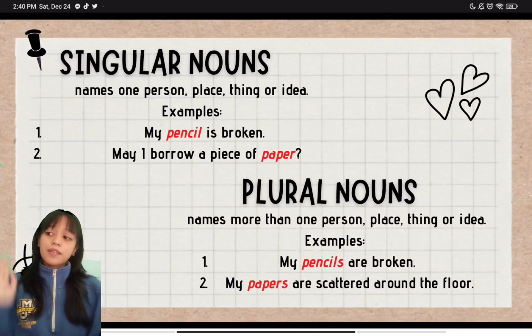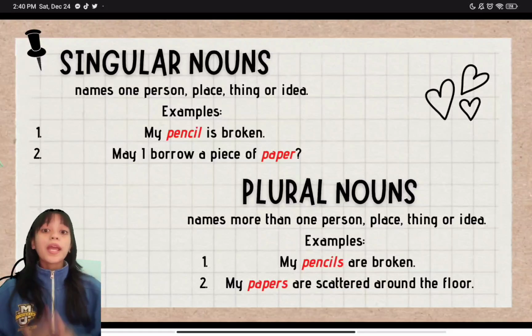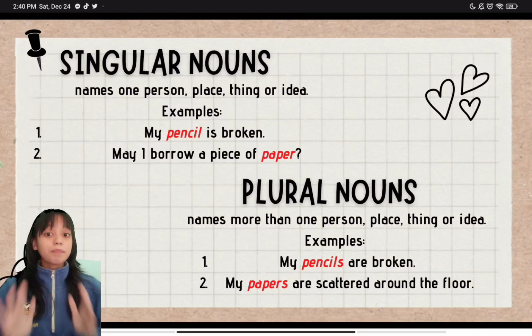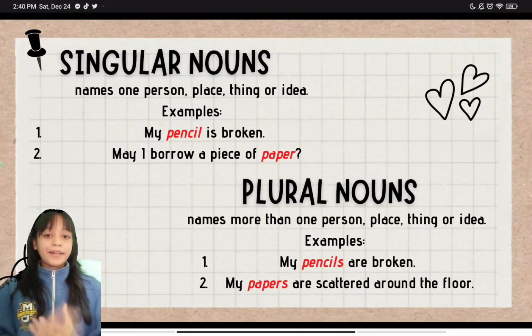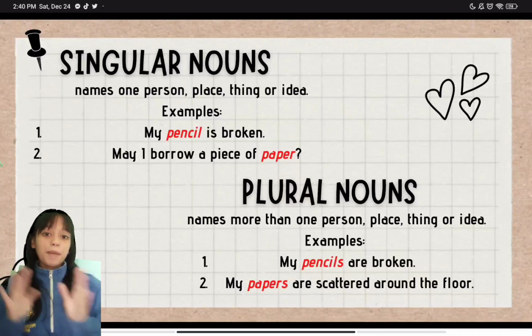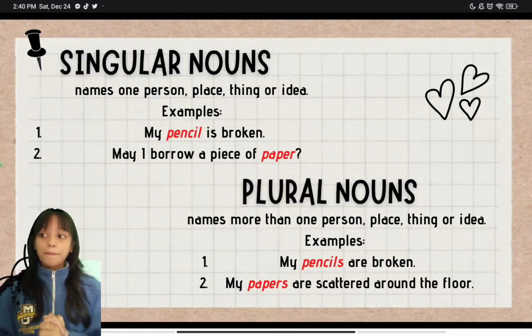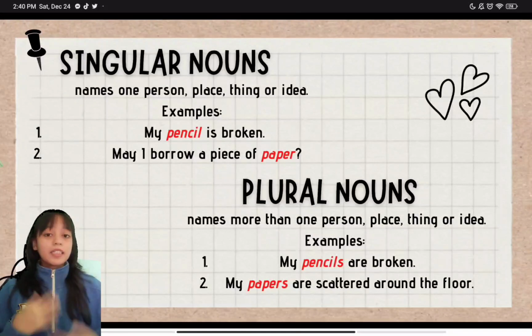And then the next example is, may I borrow a piece of paper? Our singular noun there is paper because it is described as only one, a piece of paper, and there's no S after the letter R, making it papers. So it's only singular, paper. So it's a singular noun. It's very easy. You can identify it very easily.